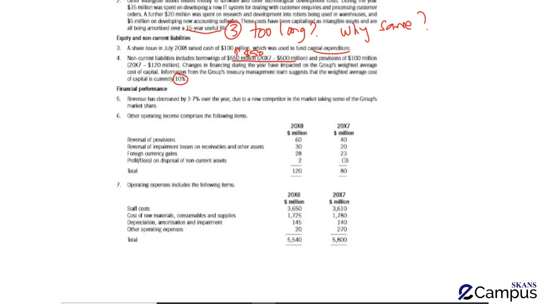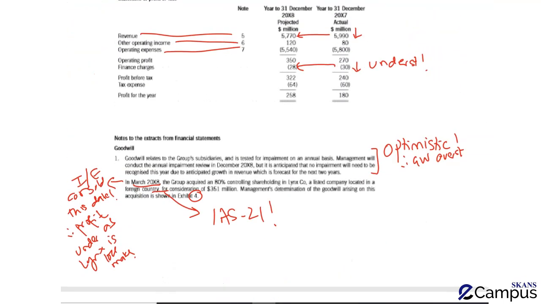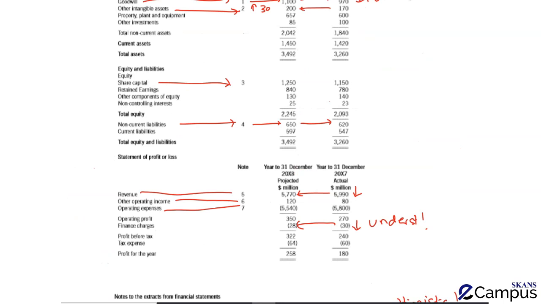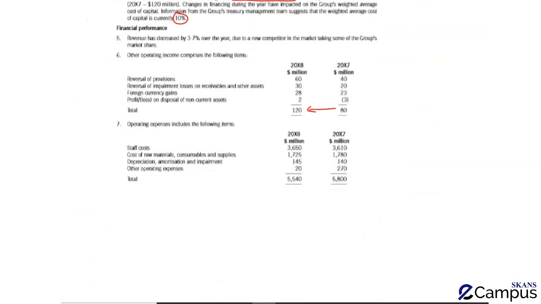Okay. Now, this is something that your examiner has been testing frequently. If you look at the other income, from 80 it's gone up to 120. There's been a change of 40, and that's exactly what should have been reflected over there as well. So it's fine. This matches. 80 and 120 matches as well. Okay, so let's look at the details. The reversals of provisions have gone up from 40 to 60. Impairment losses on receivables from 20 to 30. Foreign currency gains have gone up as well. And from a loss on disposal, there's now a profit on disposal.